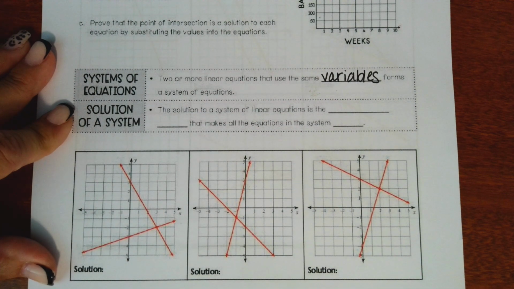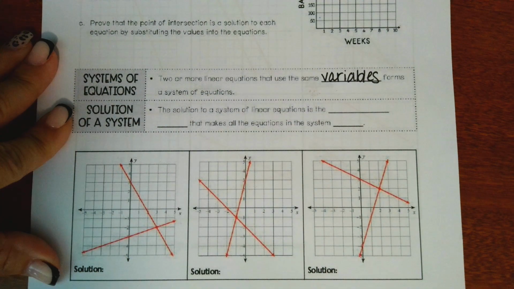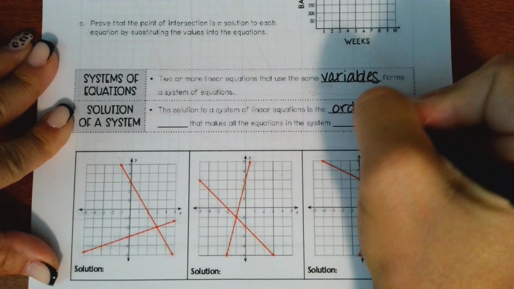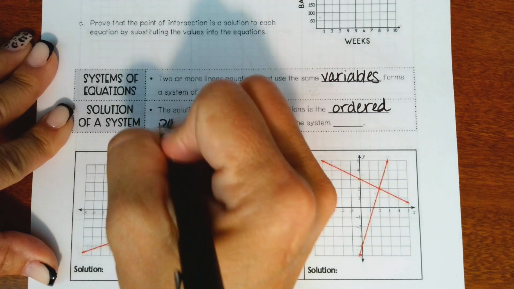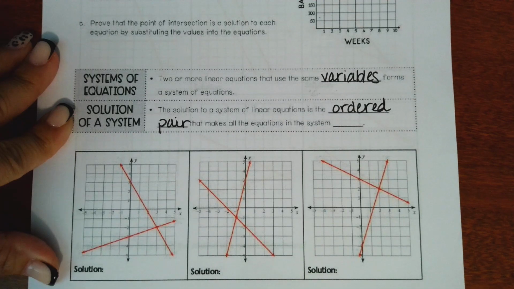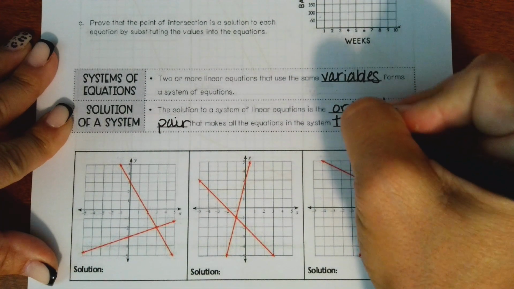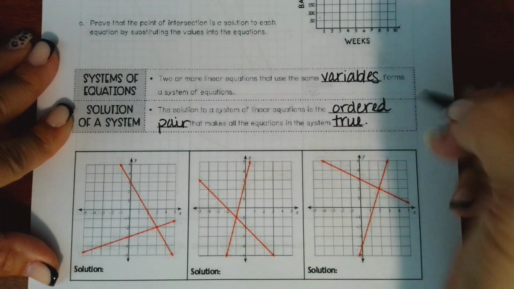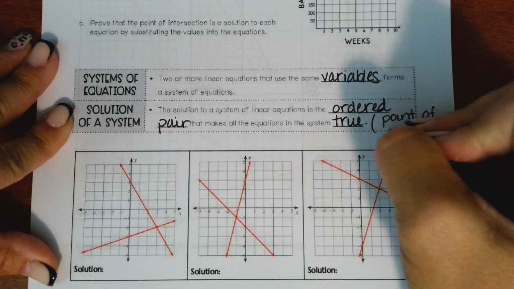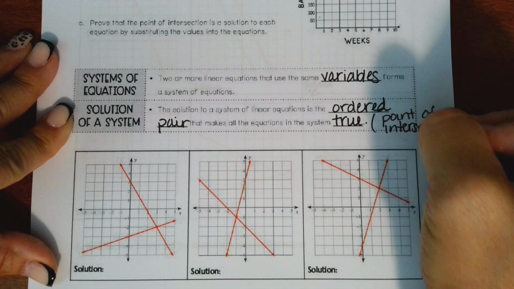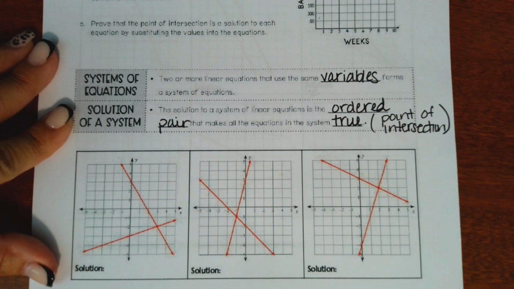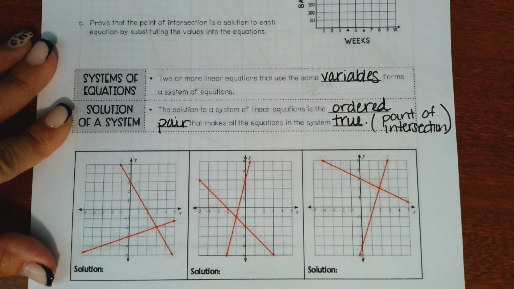Okay, the solution to a system of linear equations is the ordered pair. Again, that's the coordinate. That ordered pair makes all the equations in the system true. So that ordered pair is called the point of intersection. We're basically asking ourselves, what coordinate do all the equations have in common?